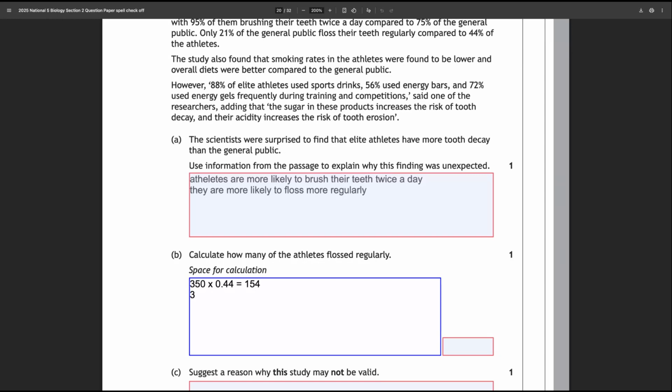The other way to do it, if you don't like changing your percentages into decimals, is to do 350, and then we find 1%. So we divide by 100 to do that, and that gives us 3.5. And then we times that by 44 to get 44%, and 3.5 times 44 is 154. Okay, so either way is acceptable to work out the percentage there.